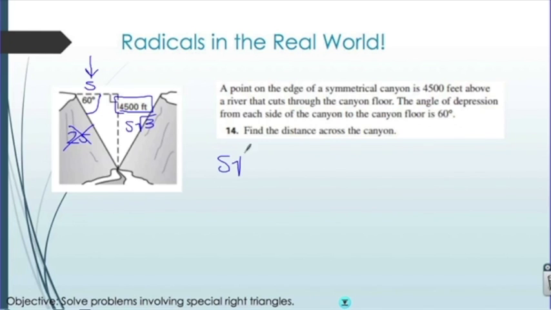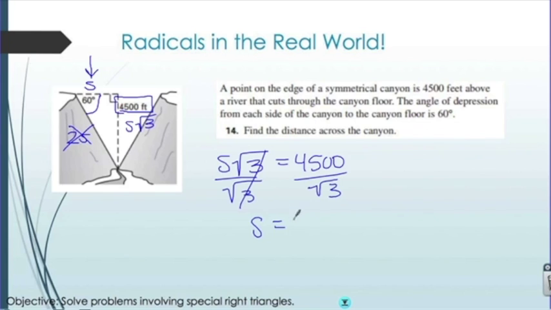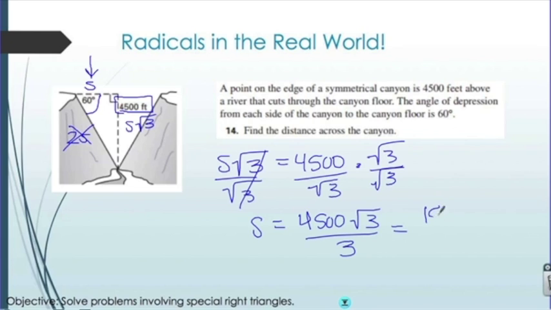That's going to be the short leg times the square root of 3. So I set up my little formula. The short leg times the square root of 3 is 4,500. I'm going to divide by the square root of 3 on each side. So the short leg is equal to, now I need to get rid of the radical in the denominator, so I've got 4,500 times the square root of 3 over 3. But then I can simplify this to 1,500 times the square root of 3.